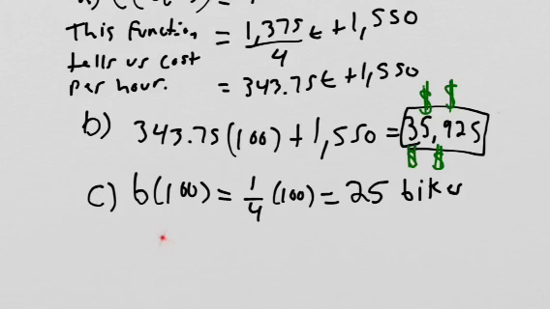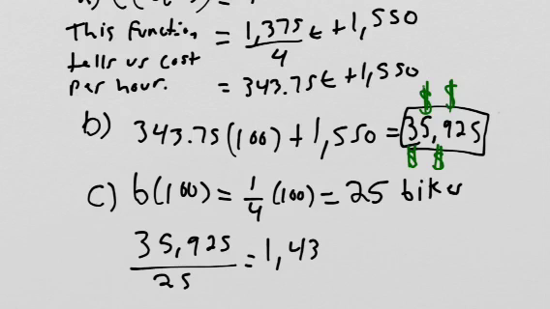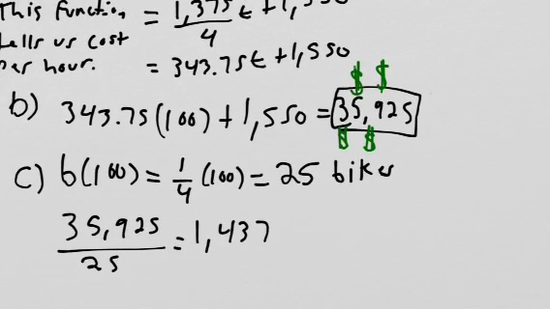So $35,925 to operate, and we only made 25 bikes. So to break even, we're going to have to sell those bikes for about $1,437. All right, so that's just to break even. We have to sell 25 bikes. We have to sell every bike that we made, and we have to sell them for $1,400.